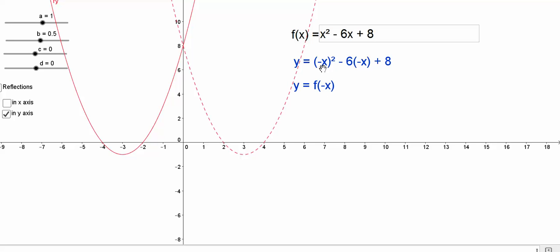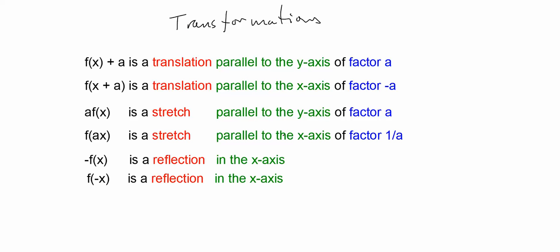We negate the x value to give the y value. So then, to complete our summary, minus f of x is a reflection in the x-axis, and f of minus x is a reflection in the y-axis. For reflections, when describing a reflection, there are only two things to say: it's a reflection, and the axis which it's reflected in.